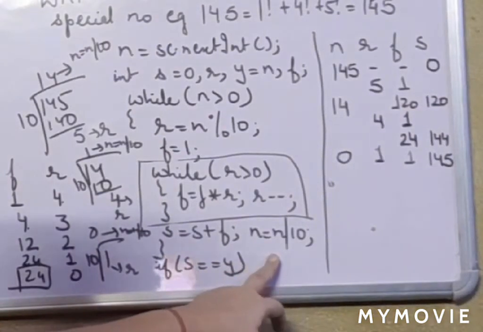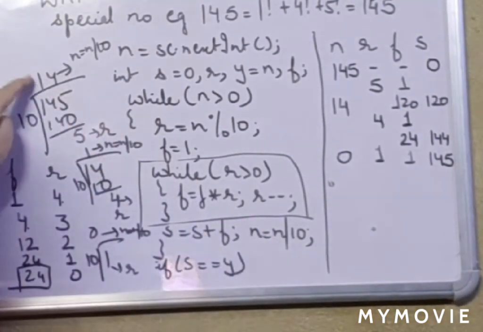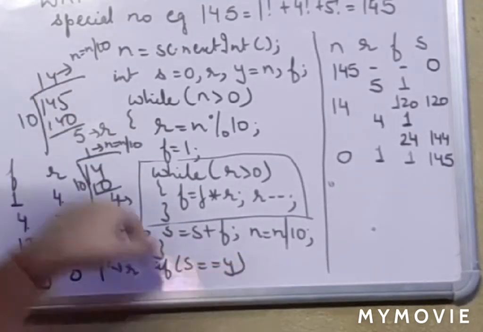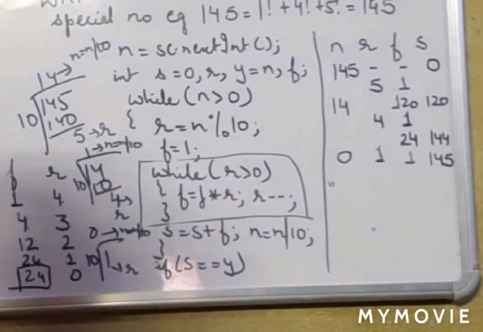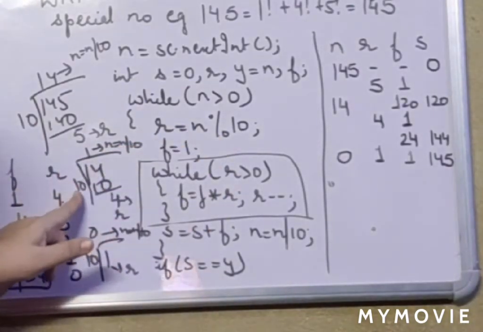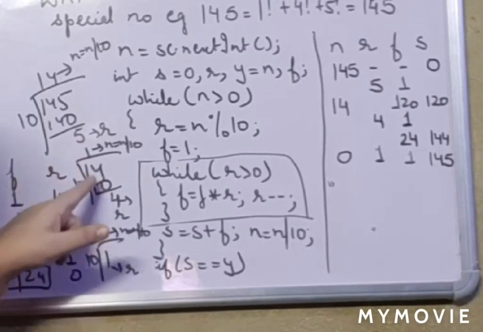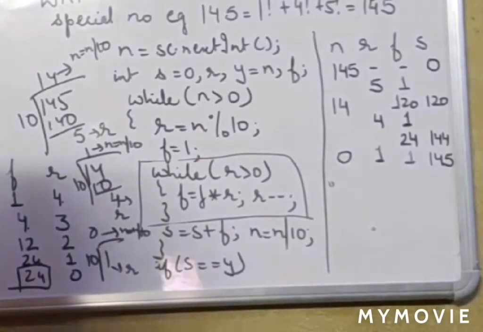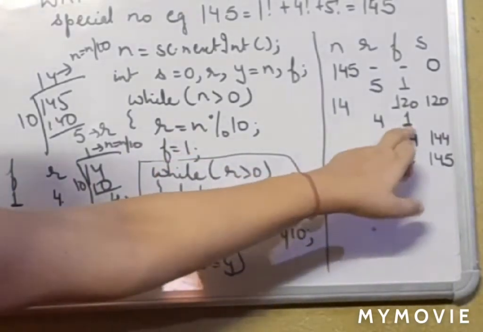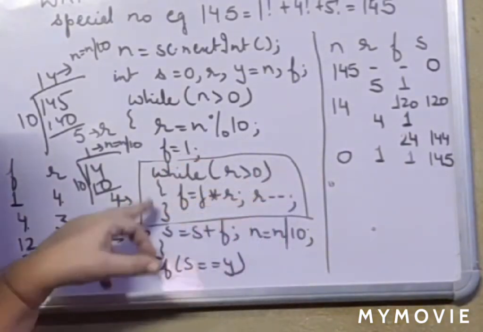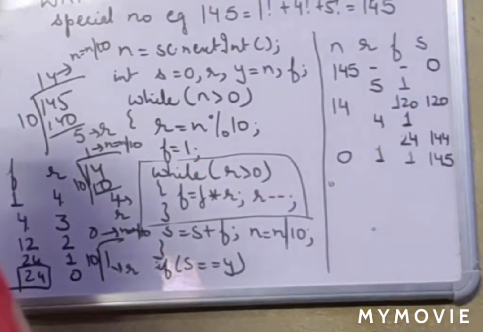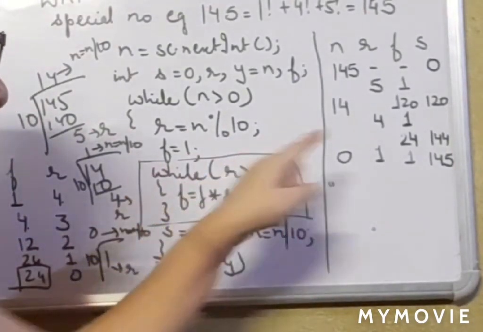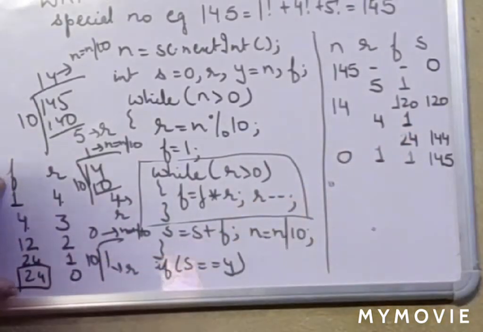Then n is equal to n divided by 10. We'll take the portion which is 14 here. Now the value of n has decreased, it has become 14. 14 is greater than 0, 14 mod 10. When 14 was being divided by 10, so 10 ones are 10, we get 4 as a remainder. So the value of R has turned out to be 4. F will be re-initialized to 1 again. While R greater than 0, F is equal to F into R, R minus minus is that same factorial logic again to calculate the factorial of 4, which will be calculated as 24, which I have shown you here.